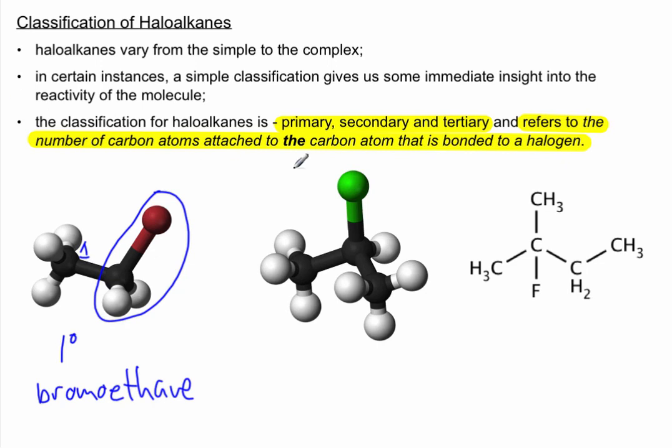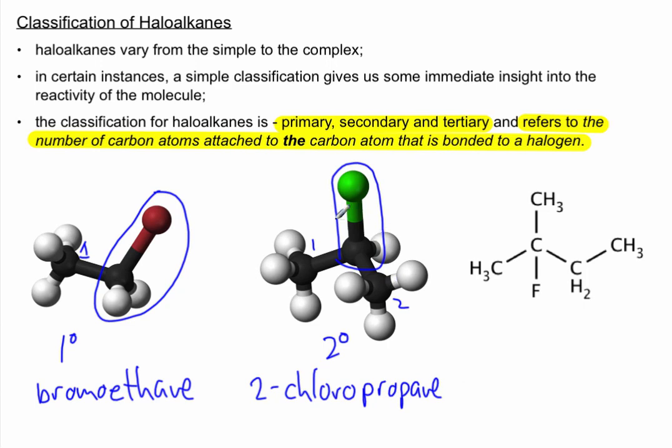Well, let's look at the second example. So here's the carbon bonding the halogen, and it's bonded to 2 other carbons, this carbon and this carbon. Those aren't numbers, by the way, I'm just indicating how many there are. So the carbon containing the halogen is bonded to 2 other carbons, so that's a secondary haloalkane. And in this case, if this is chlorine, that would be called 2-chloropropane.